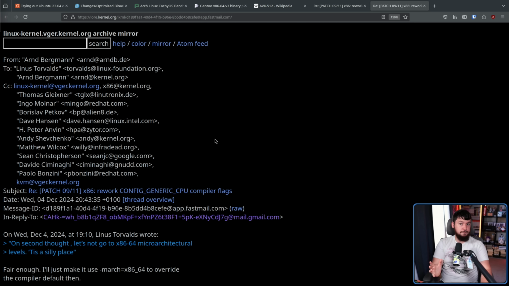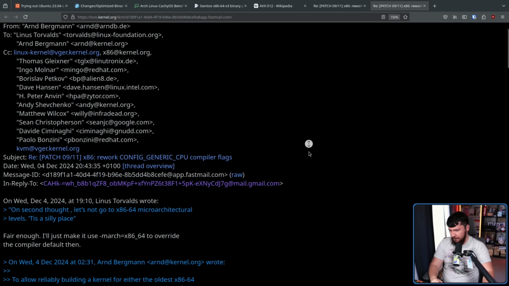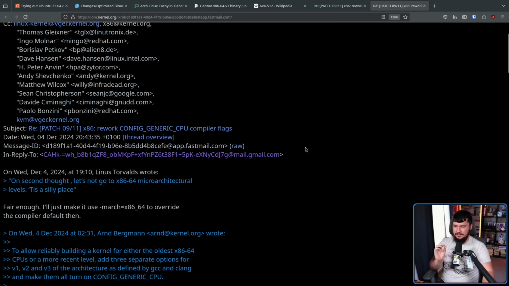And the developer was pretty receptive to this. Fair enough, I'll just make it use -march=x86-64 to override the compiler default then, so they know exactly what it is going to be using, and is not going to be using whatever the distro defines by default. If the distro wants to go and define something themselves, they can go and do that, but at least by default in the kernel source that is actually shipped, in the kernel source you can grab, it's going to compile it just for generic x86-64.